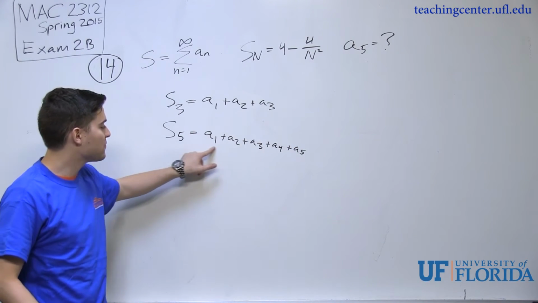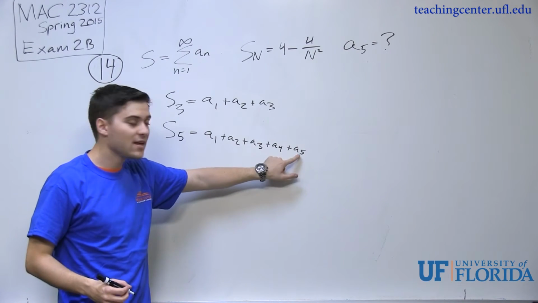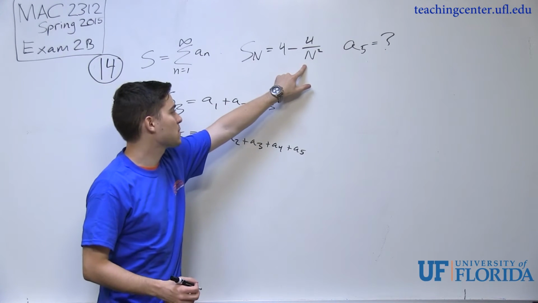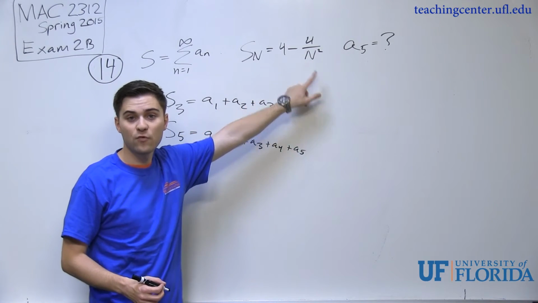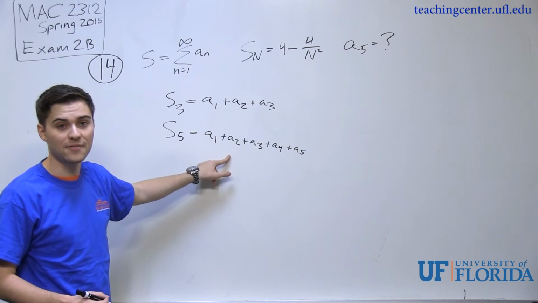However, we have a problem. We have these four other terms that I don't know what to do with. I only need this term, and I only know what S sub 5 is, and I can figure out what S sub 5 is just by plugging in n equals 5 into my formula. But I can't figure out what these terms are individually, so I need a way to eliminate them.